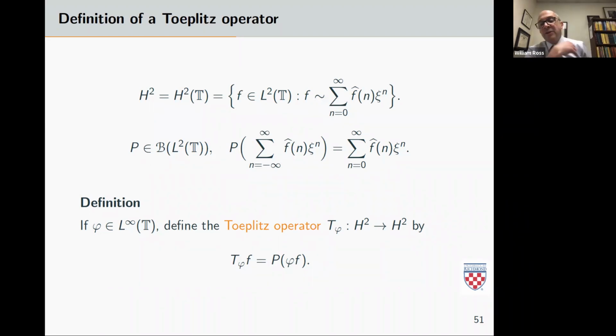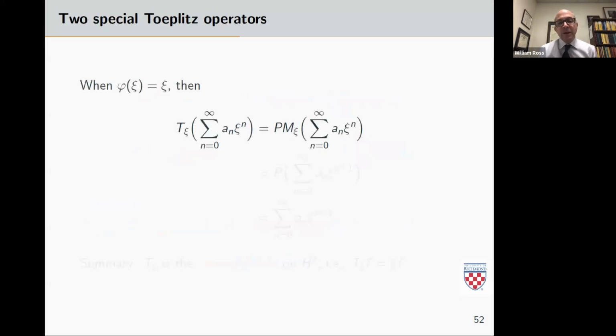All right, let's take a little pause on what this operator is actually doing. So I take an f in H2, and it only has a positively indexed Fourier series. I multiply it by any L infinity function. Your generic L infinity function is going to have both a positively and a negatively indexed Fourier series. So when you multiply phi times f, you're going to get an L2 function, certainly, but it's going to have both positively and negatively indexed Fourier coefficients. So what the P does is just chop those off. It's going to ignore all the negatively indexed ones and return only the positively indexed Fourier coefficients of phi times f.